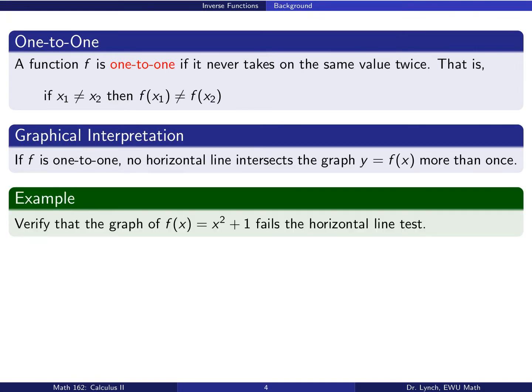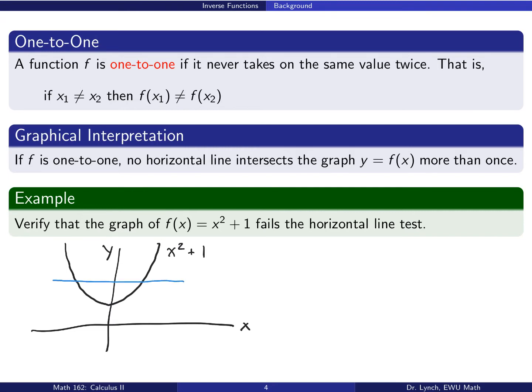So we can use this test on our previous function, so verify that the graph of this function x squared plus 1 fails the horizontal line test. So we'll start off with a graph of this. Everyone knows that the graph of a quadratic is just a parabola, and in this particular case, the plus 1 shifts that parabola up 1 unit on the y-axis. So here's that parabola shifted up by 1 unit on the y-axis, and we can see that choosing a horizontal line strategically, like this one, that horizontal line intersects the graph more than once. So the graph of this function fails the horizontal line test. We can see that the function is not one-to-one.